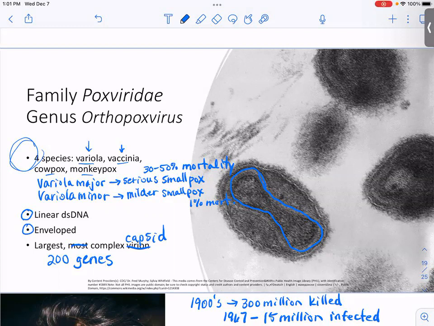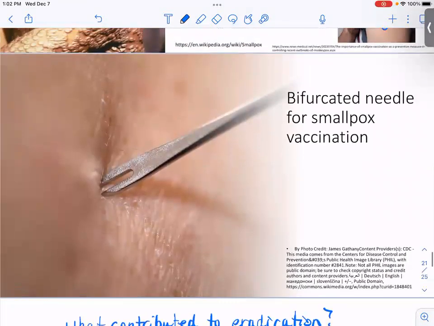The variola, the vaccinia, that's the species that we used for the original smallpox vaccine. And then, of course, cowpox was the species that Edward Jenner used for his first, or what we attribute to the first vaccination. So he took those sores from somebody that had cowpox and then kind of pressed them into other people's skin.